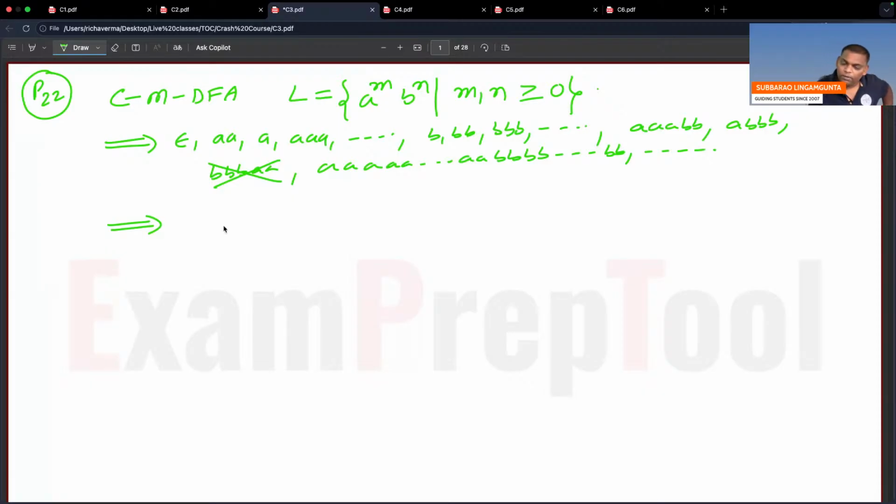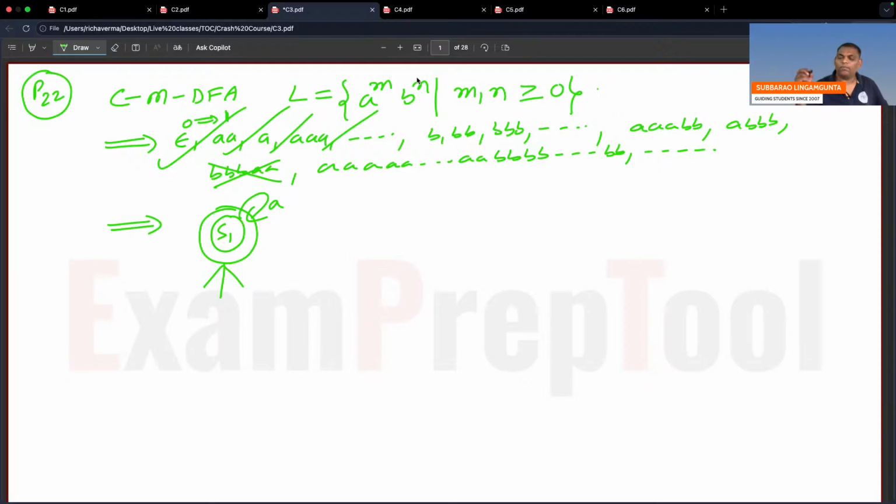Now see what happened. The minimal string is epsilon, zero length, so start with one state. Epsilon is already accepted. Be careful, epsilon is already accepted. And next one, only a's is also okay. Epsilon accepted, only a's is also okay.